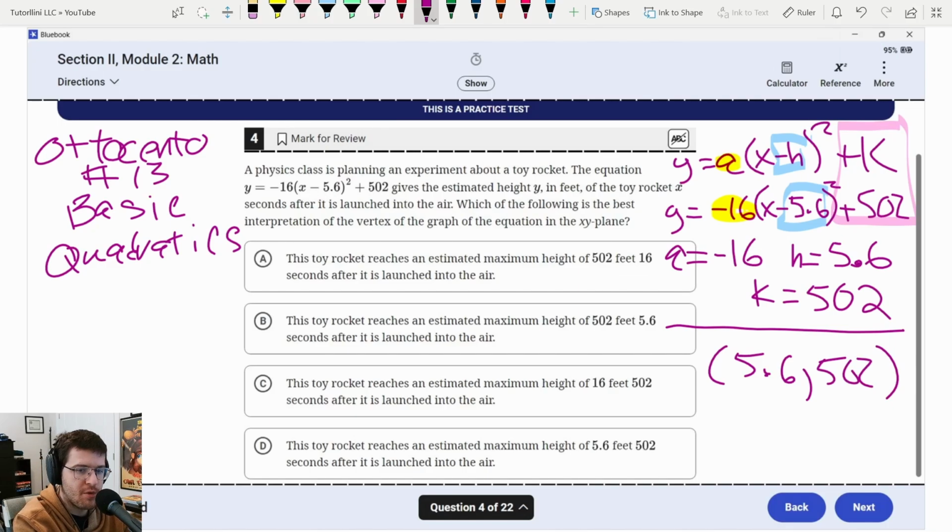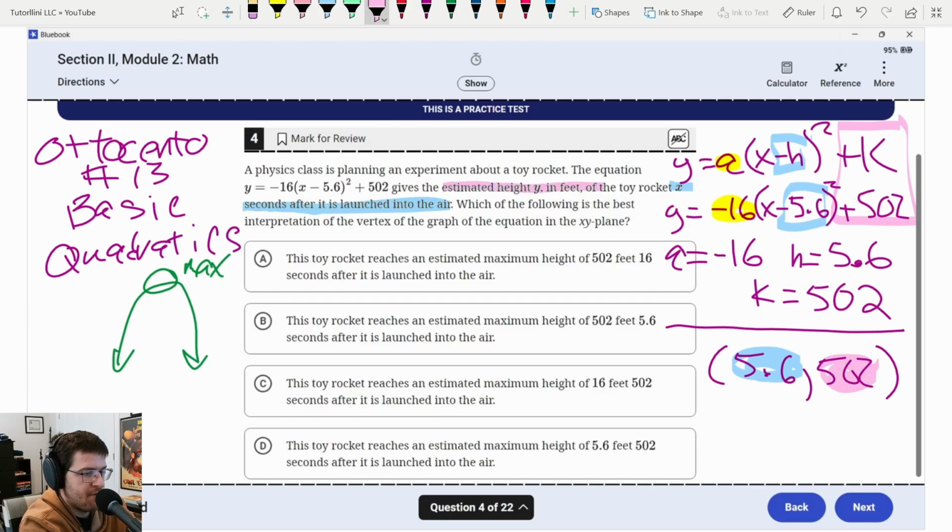And really important, we should realize that since A is -16, that means that the parabola is opening down, and that means that the vertex constitutes a maximum. So let's see where it talks about X and Y. X is the seconds after it is launched into the air, and Y is the estimated height, Y in feet, of the toy rocket. Okay, so probably like 5 seconds.